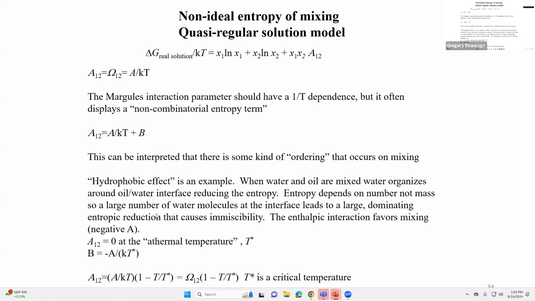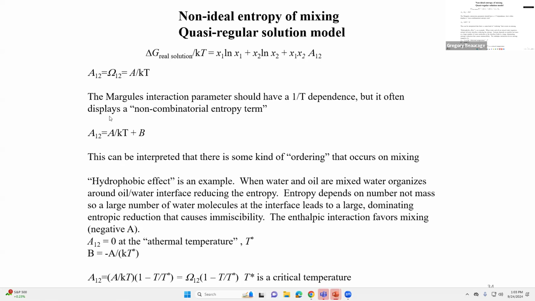So anyway, if you have an expression like that, it's semi-empirical, but basically there is an argument for why that would exist. You have ordering on mixing that you didn't expect from the combinatorial thing. Well, then you can say I can make my Margules coefficient go to 0, and then I can find a magic temperature where it's called an athermal mixing. Or it's an ideal mixing, or it's just following the ideal mixing law, the X ln X thing, the combinatorial equation.